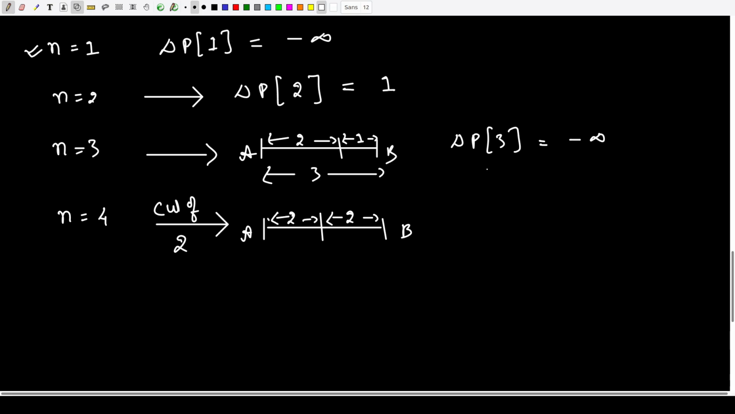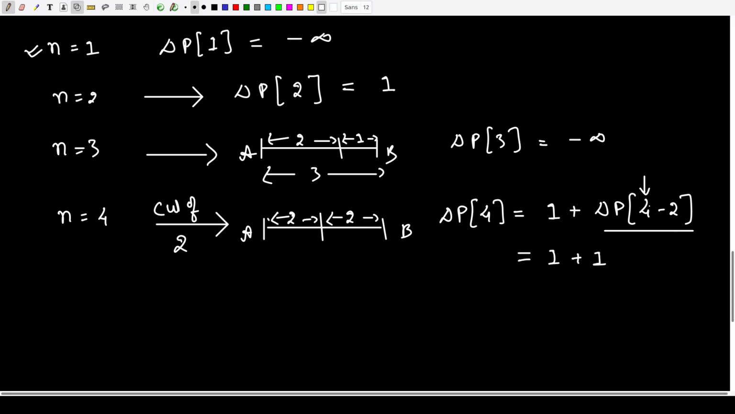Now how can we use our DP table in order to compute this? Well, the way we will be able to do this is dp of 4 is equal to 1, since we are making one cut, plus dp of 4 minus 2. This 4 is the total length of the line segment and this 2 is the cut which we have made. So now the remaining length of the line segment is 2 and for which we want to solve. So this will be equal to 1 plus dp of 2, which as we can see over here is 1. So this will be equal to 1 plus 1 and the value will be 2.